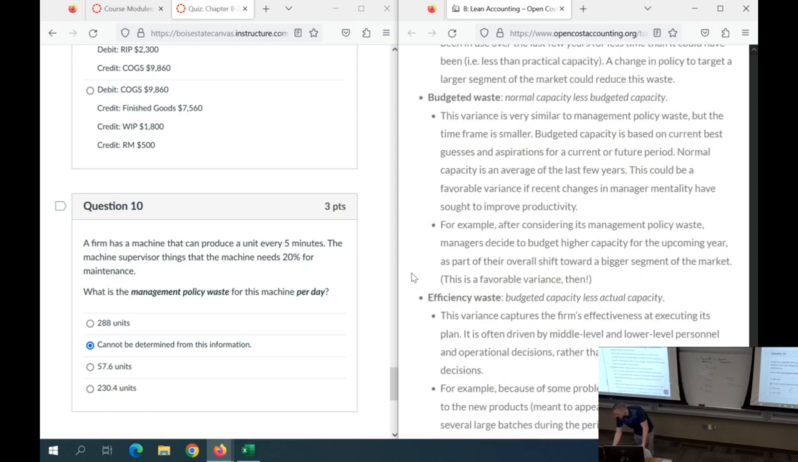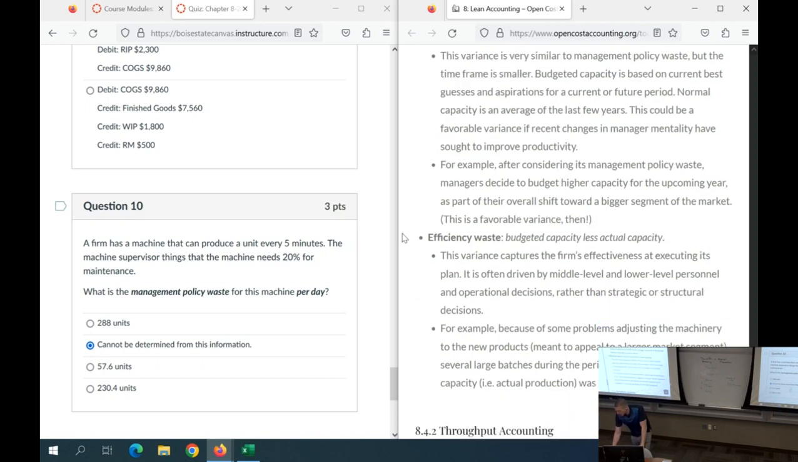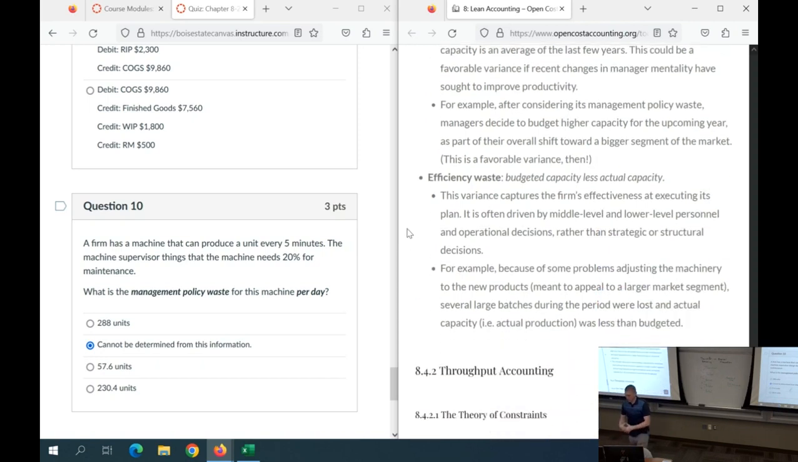And lastly, efficiency waste. Okay, here's our budget. How can I execute? I almost want to always call that execution waste. Somehow I didn't execute based on the budget. Something happened I wasn't prepared for, or the machine wasn't prepared for, or the workers weren't ready for, and the operational decisions failed somehow. Some sort of tactic failed. How can I improve that over time?